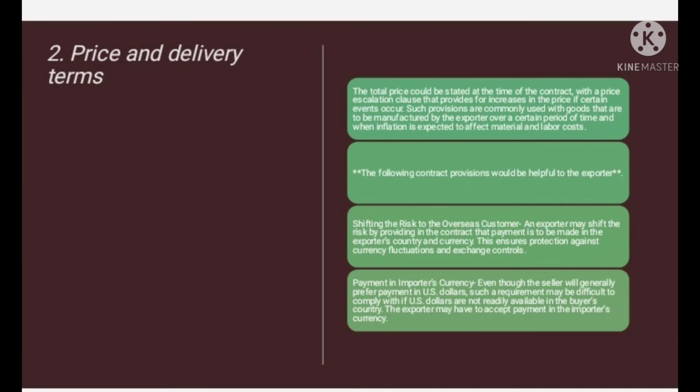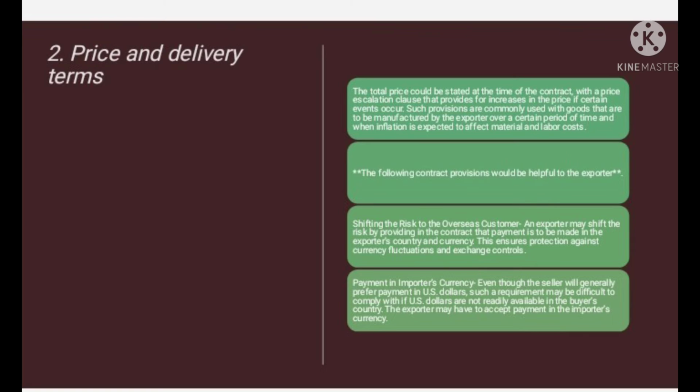Number 2. Price and delivery terms. The total price could be stated at the time of the contract with a price escalation clause that provides for increases in the price if certain events occur. Such provisions are commonly used with goods that are to be manufactured by the exporter over a certain period of time and when inflation is expected to affect material and labor costs. The following contract provisions would be helpful to the exporter.